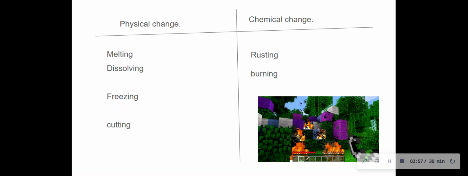Then substances also have chemical changes and physical changes. Physical changes are melting, dissolving, freezing, and cutting. And chemical changes are rusting and burning.